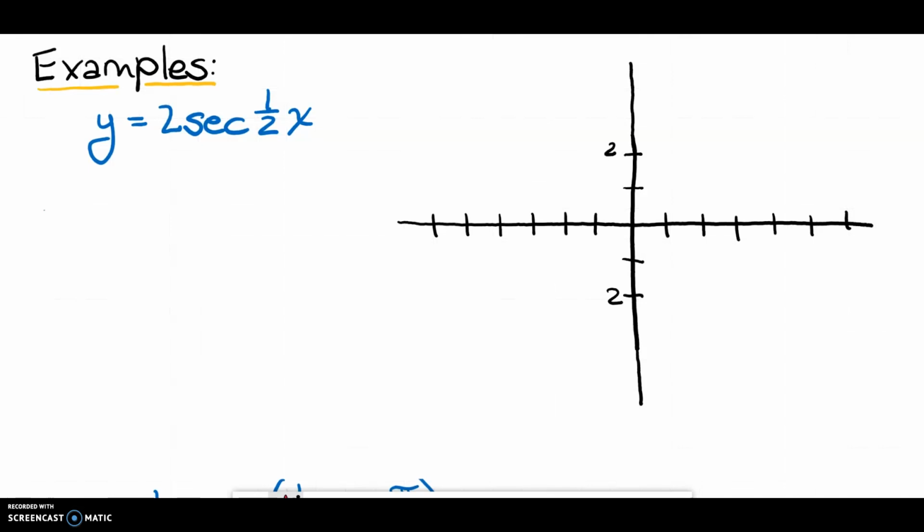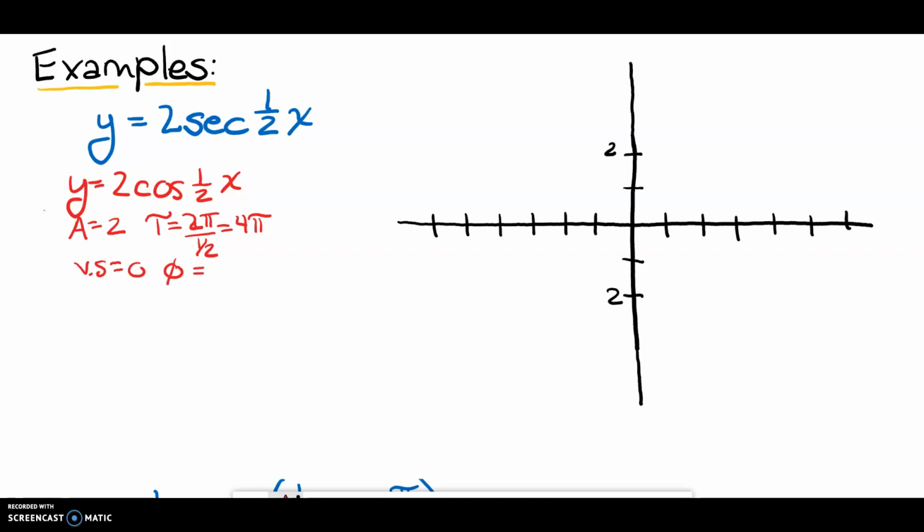So the very first example that we're going to do is y equals 2 secant 1/2 x. So again, I am going to graph my cosine function first. So I'm going to say y equals 2, I'm going to just change secant to cosine, and I'm going to graph this. So I have an amplitude for my cosine of 2. I have a period of 2 pi over 1/2, which is 4 pi. I have no vertical shift. My vertical shift is 0, and my phase shift is 0.